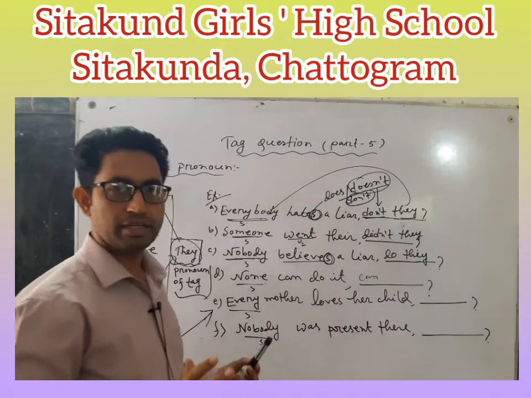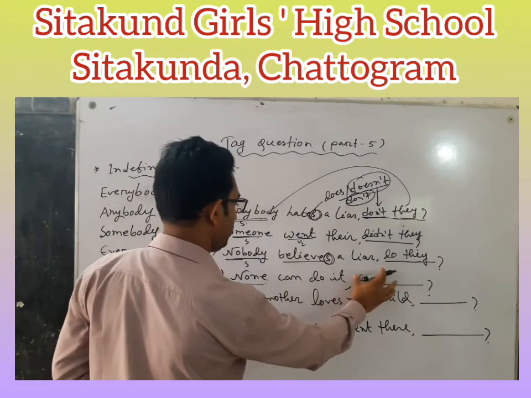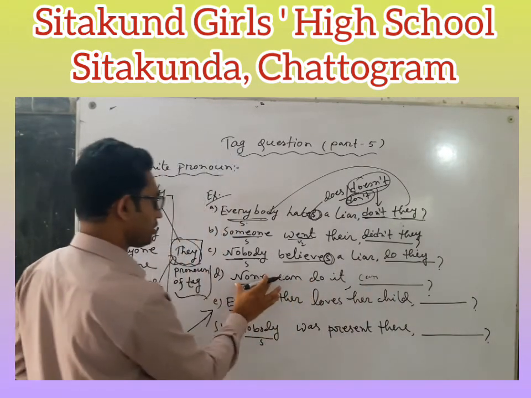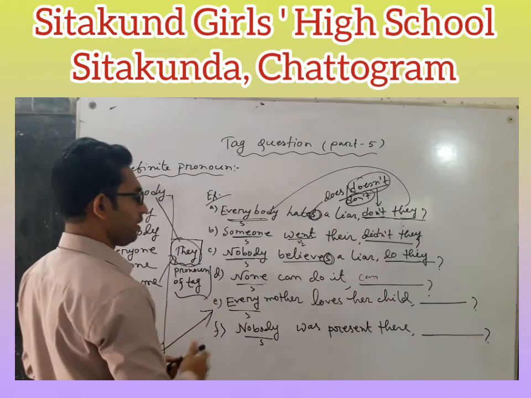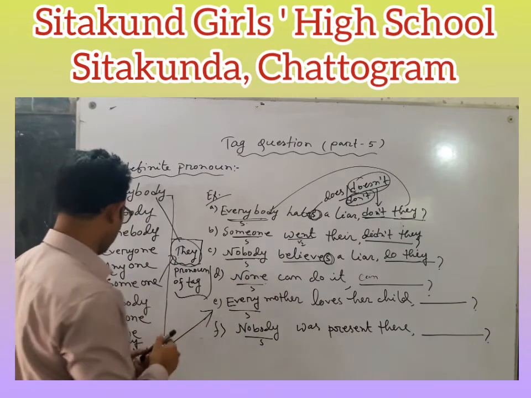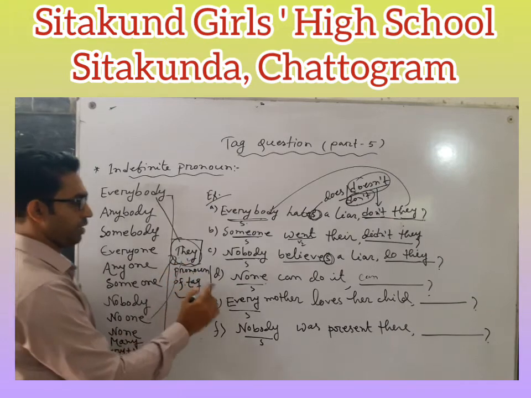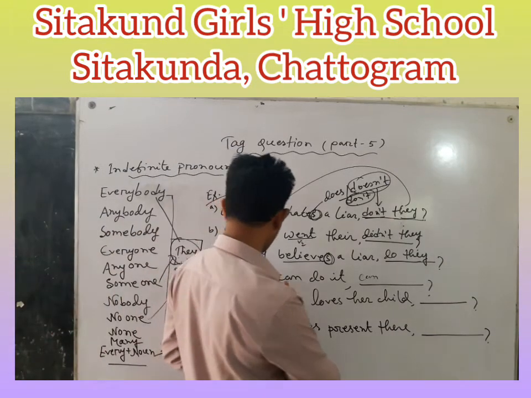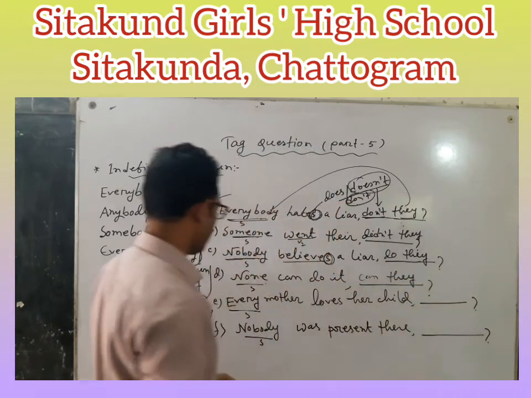You can't write can't for can. So you have to write can for can, because the subject is negative. So the statement is negative, and the answer will be affirmative: can plus pronoun of subject. Now, none. For none, you have to write they. They is the pronoun of none. So can they? Can they is the right answer.